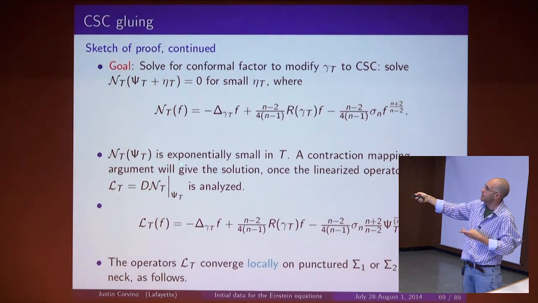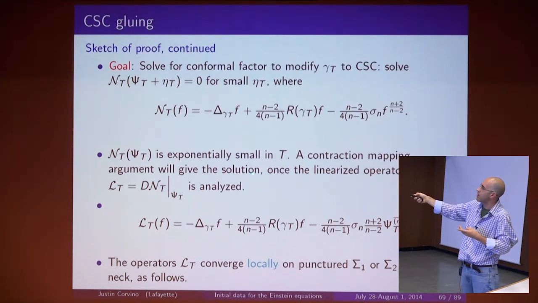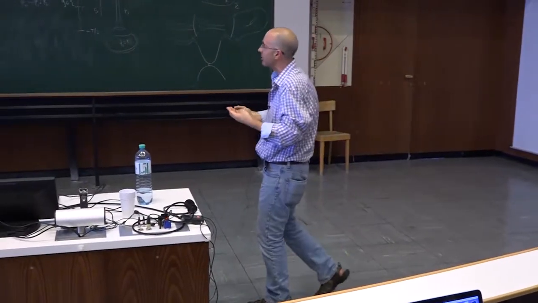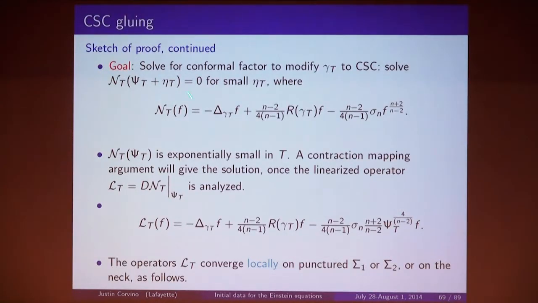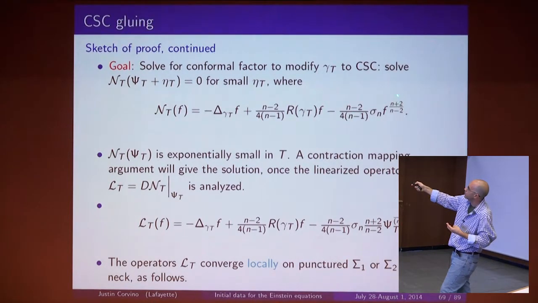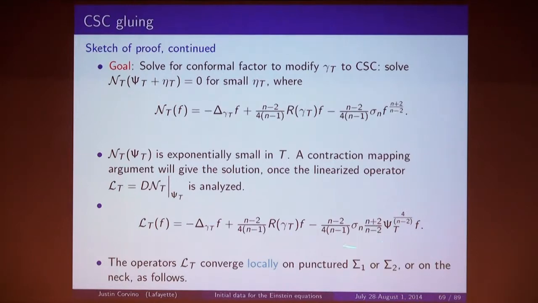And so, without a proof, a contraction mapping argument will give the solution, but to build your contraction mapping argument in the right spaces, you need to analyze the linearization of this nonlinear operator. The first two pieces are linear already. This piece, when you linearize, you take a derivative, it brings down a factor of n plus 2 over n minus 2, and then you get an f here, and this power of psi t. You linearize the operator at your approximate solution. So at this point, you have to analyze this operator.